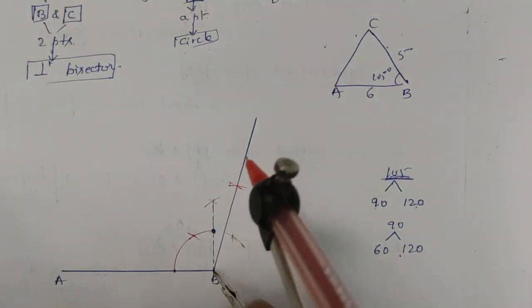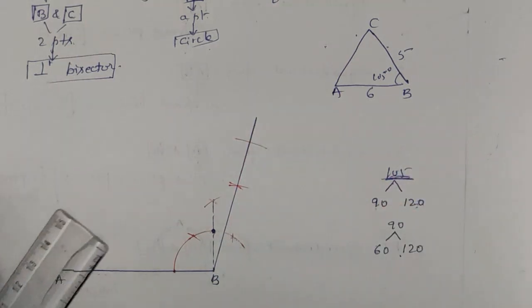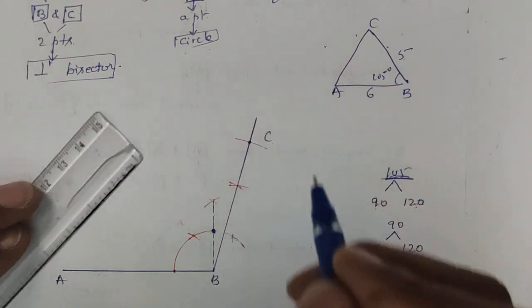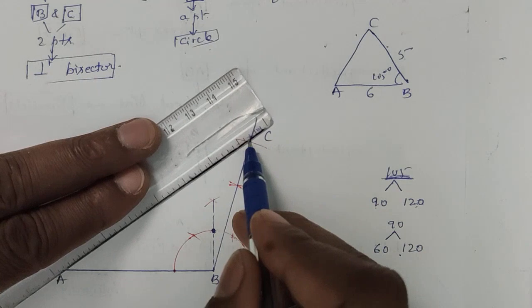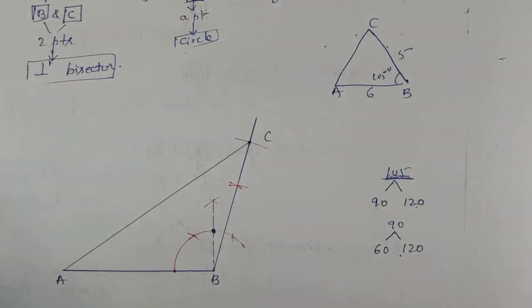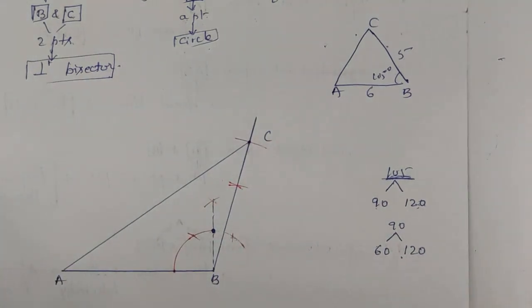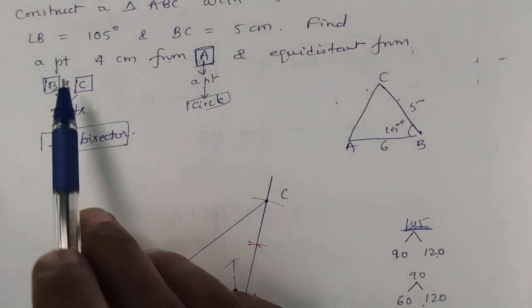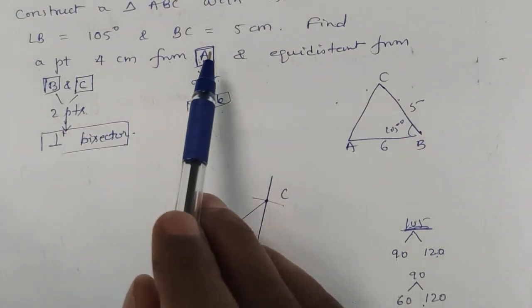That 5 centimeter BC, cut like this. Now we got C point. This is C point. Join to A. Then the triangle ABC is over. Triangle ABC is over. Now we go to 4 centimeter from A.